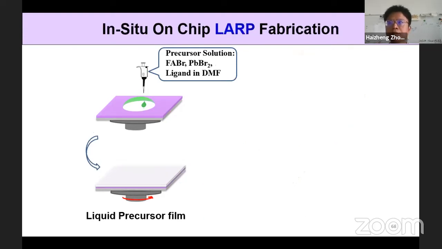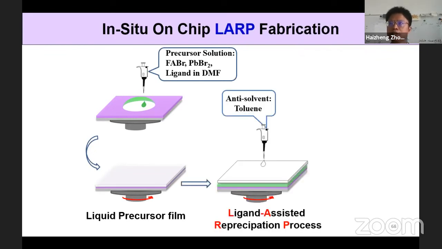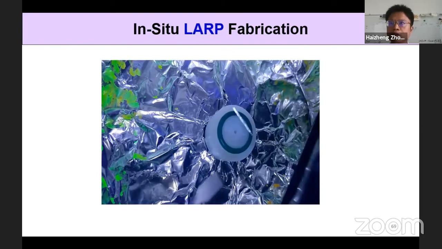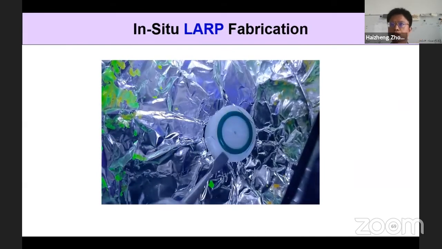With this understanding, we changed this process by adding the anti-solvent before the color change, which means the good solvent and the bad solvent mix on the chip. This method was denoted as in-situ on-chip LARP fabrication. This is very similar to what we did in the flask. Good solvent and bad solvent mix on the chip. I have a short movie to show you how it works.